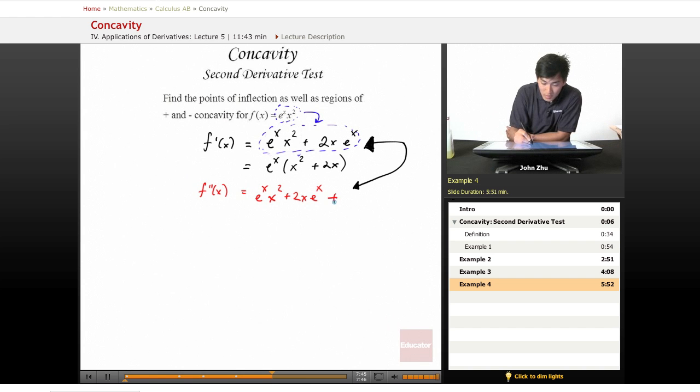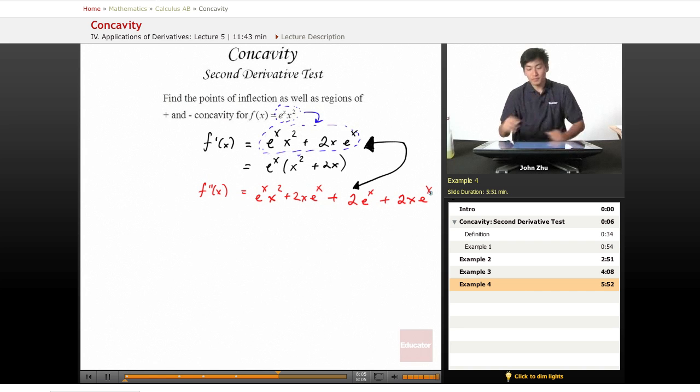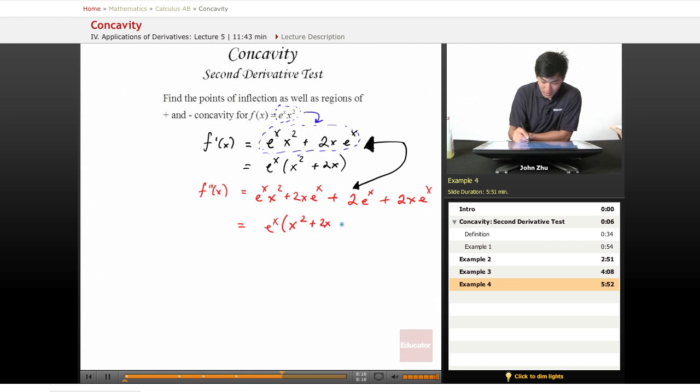Well, then we must do the derivative of this term right here. So another product rule: derivative of the first term times the second plus derivative of the second term times the first term. So now we have this simplified: e to the x times x squared plus 2x plus 2x plus 2, which is e to the x times x squared plus 4x plus 2.